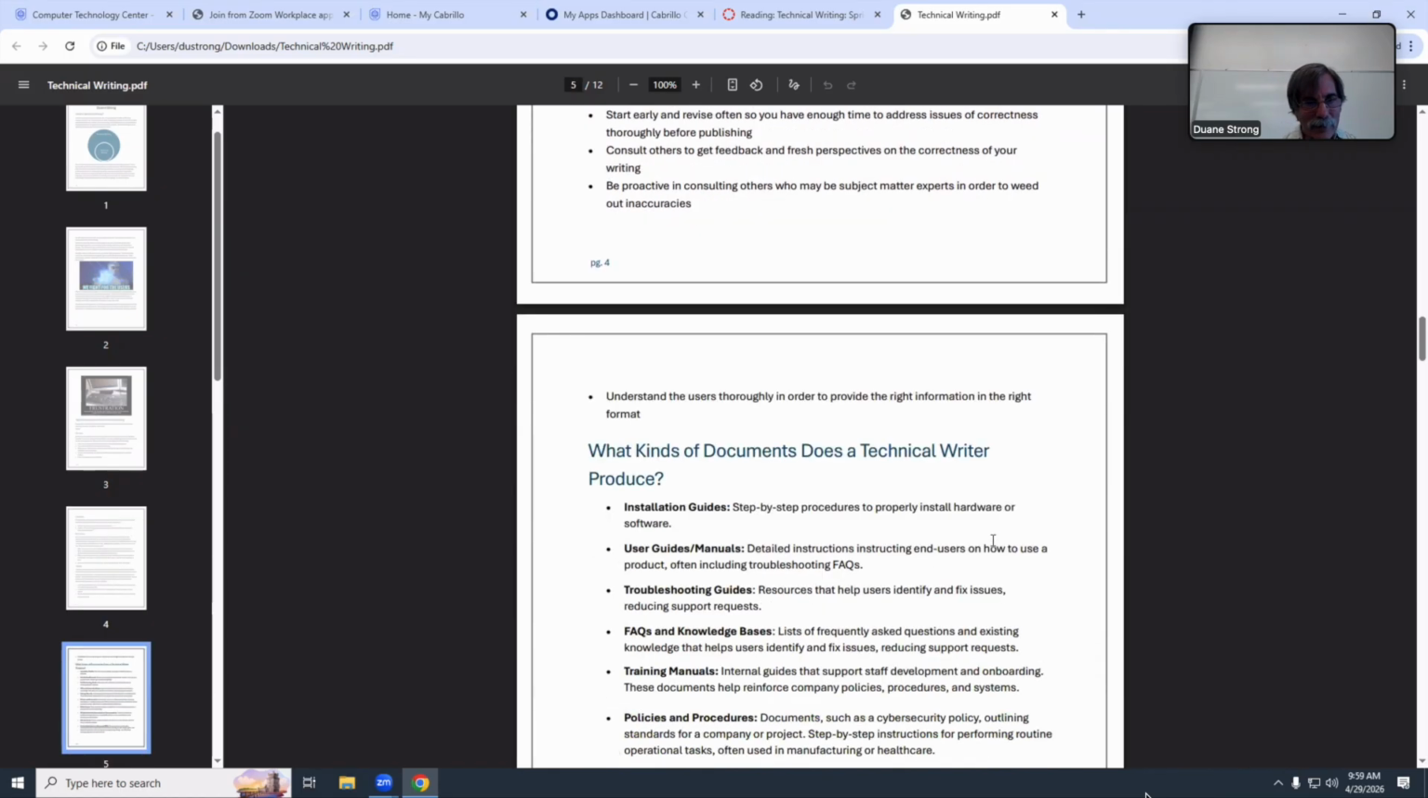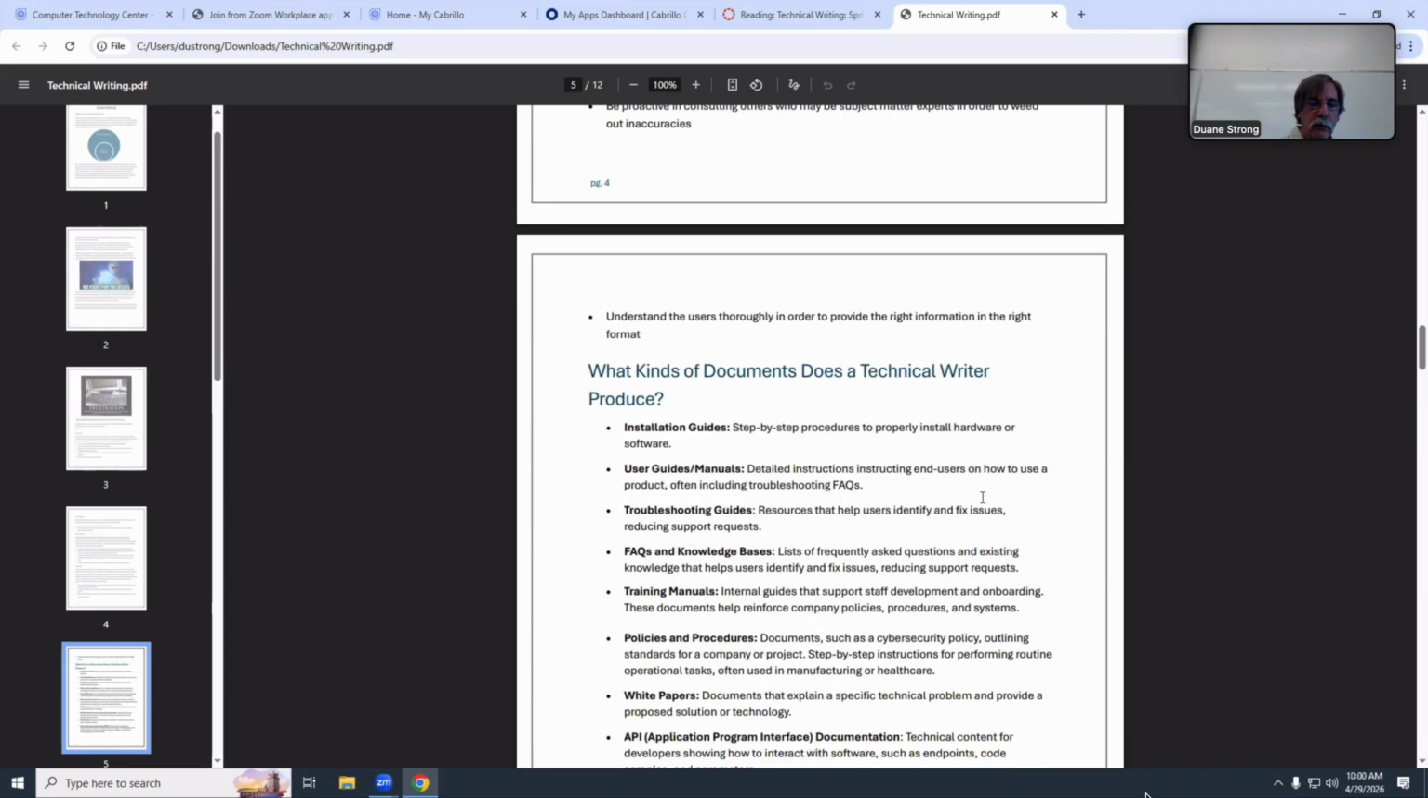And then the last thing here is you need to understand the user that you're writing to thoroughly in order to provide the right information in the right kind of format. And one of the challenges here, which we're going to talk about in a second, is that users can be diverse. That can be flat out beginners who've never even seen anything about this problem domain, and there could be experts in this. And you need to write a document that satisfies all those users throughout that spectrum.